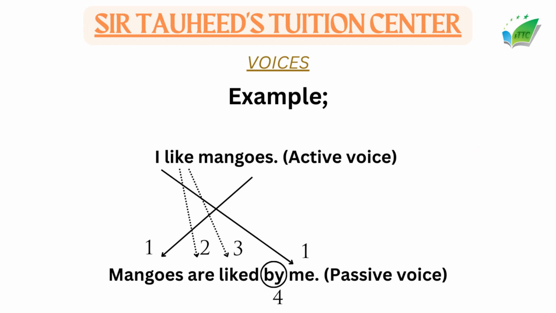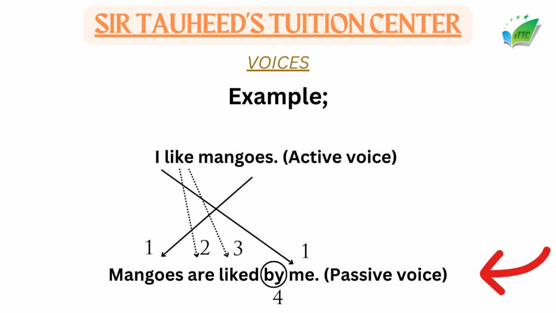First rule, we will take I at the end, which will become me, because as we have already seen, I when it gets at the end, it becomes me. And we will bring mangoes in the first position. So mangoes have come in the first place. Second rule is we have to add another helping verb from be form. So we have added are here. Why did we use are here?